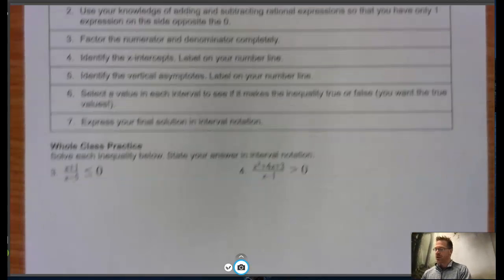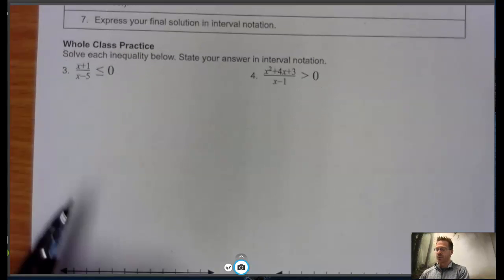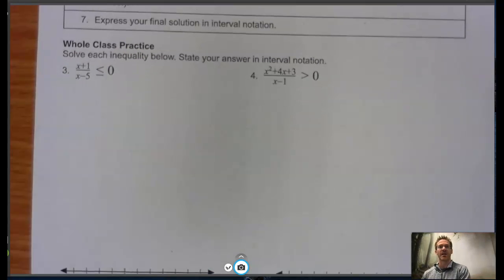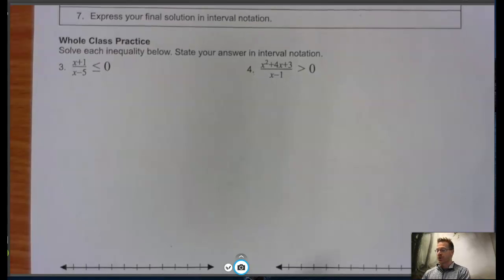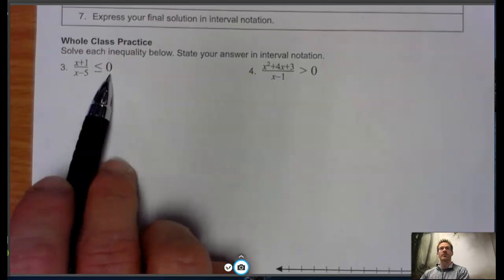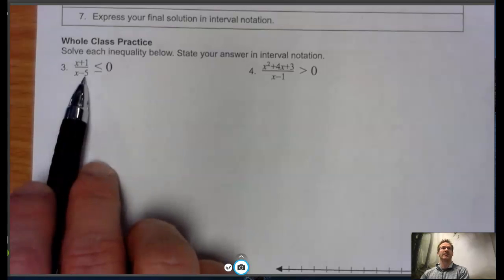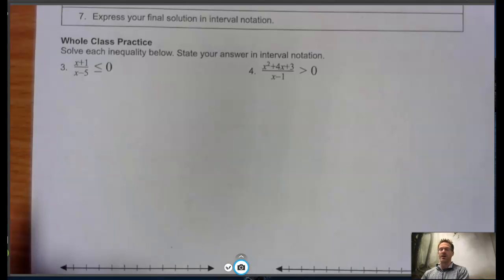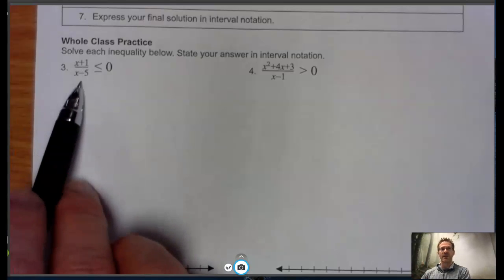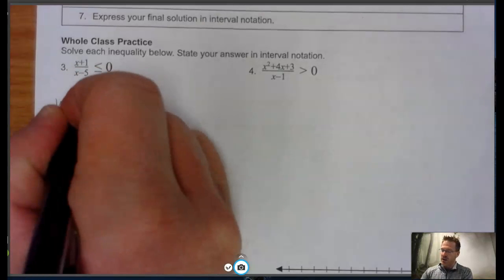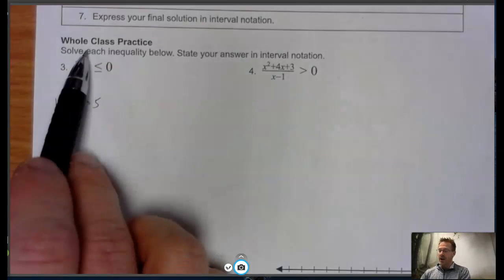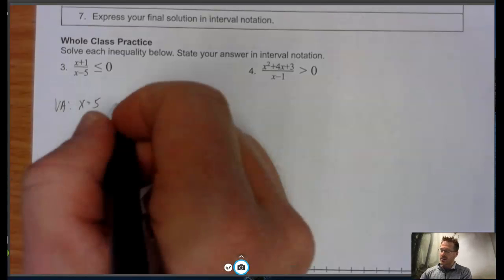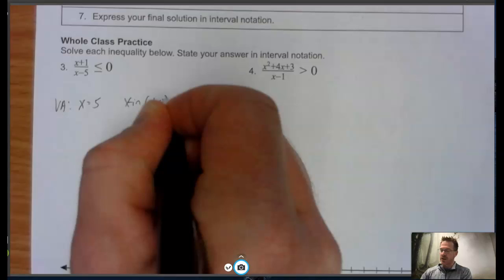So let's look at problem 3 here. Notice we want to know where (x plus 1) over (x minus 5) is less than or equal to 0. All right, so we're equal to 0, good. It's already all factored. We have one expression over here, and it's all factored. So really now we can just jump to looking for those x-intercepts and those vertical asymptotes. I have x minus 5 here, so I can see that I'm going to have a vertical asymptote at x equals 5. From my numerator, I can see that I'm going to have an x-intercept of (negative 1, 0).